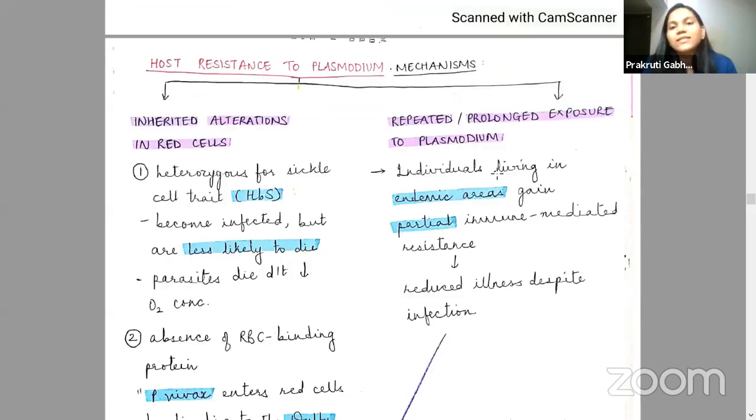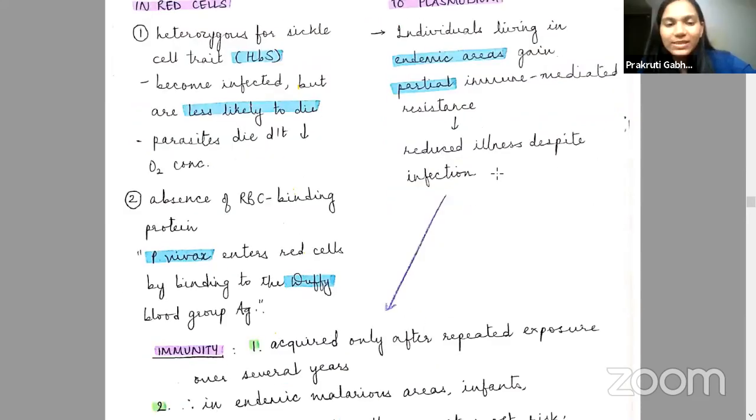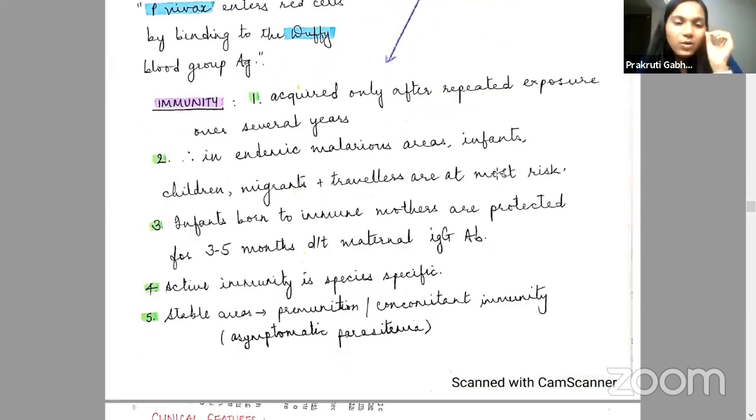The next is if they have repeated or prolonged exposure to Plasmodium, that is, suppose people are living in an endemic area, they gain partial immune-mediated resistance, like we saw in cases of stable transmission. So it's what is known as premunition or concomitant immunity. Active immunity is species specific.